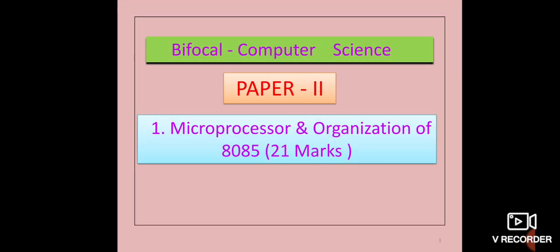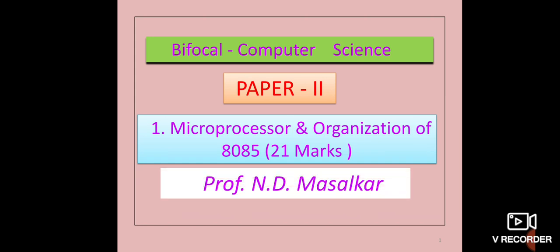Today we are going to start a new chapter in paper 2, microprocessor and organization of 8085. This chapter carries weightage. The weightage of this chapter is 21. This is a very important chapter in 12th standard.